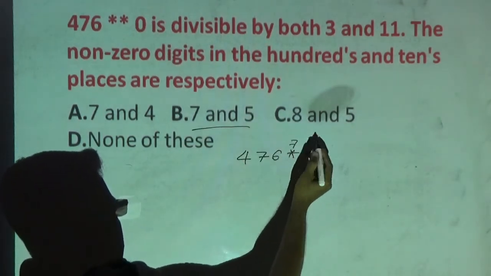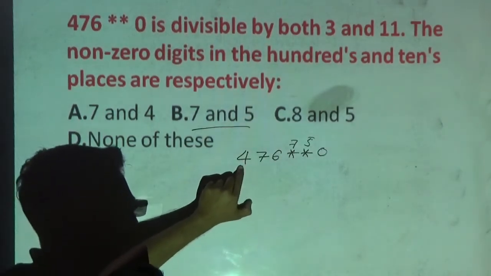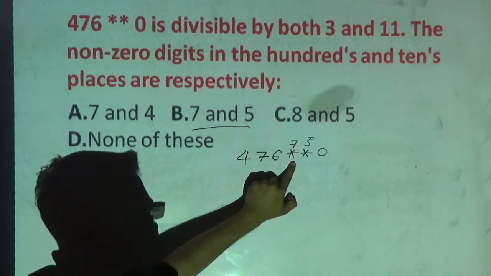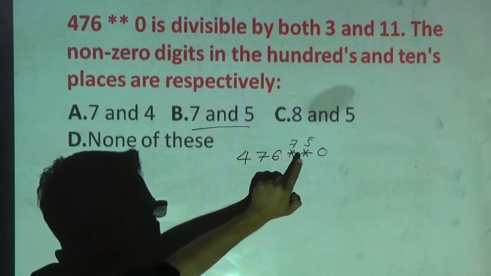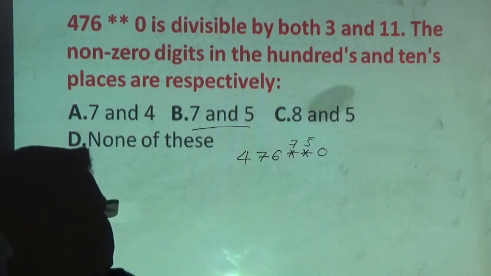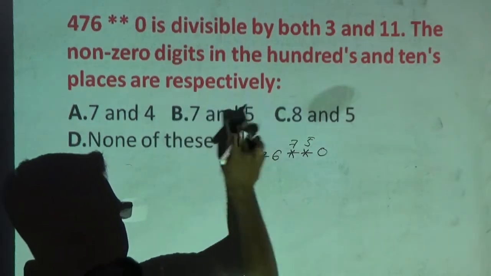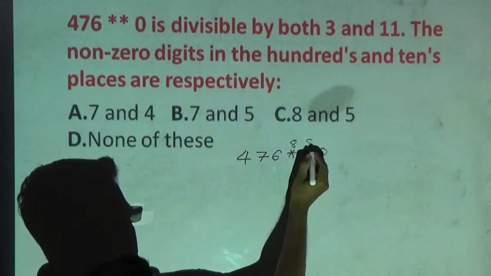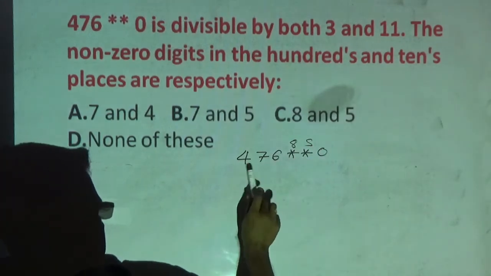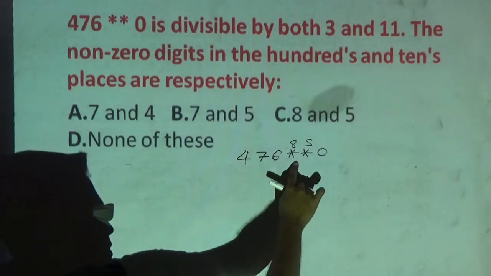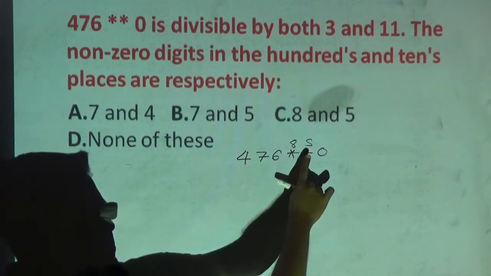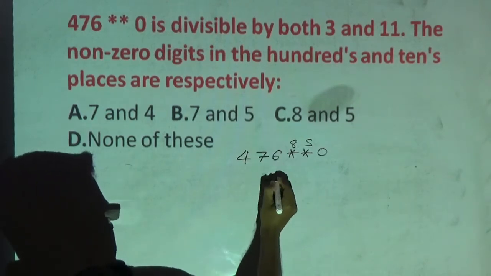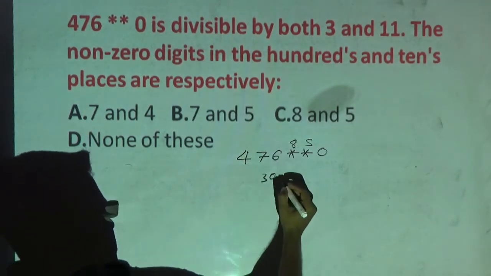7 and 5. Now I will check. This is 11, 17, 17 plus 7 is 24, 29. This is also not divisible by 3. So the next option, 8 and 5. I will check with this now. 11, 17, 17 plus 8 is 25 plus 5, 30. Is 30 divisible by 3? Yes, 30 is divisible by 3.